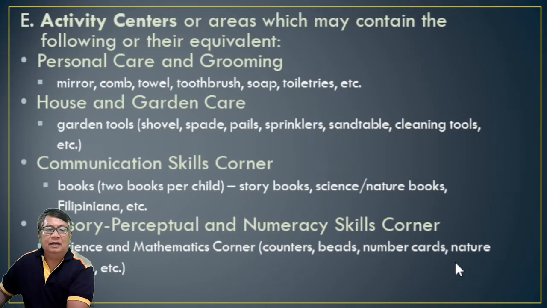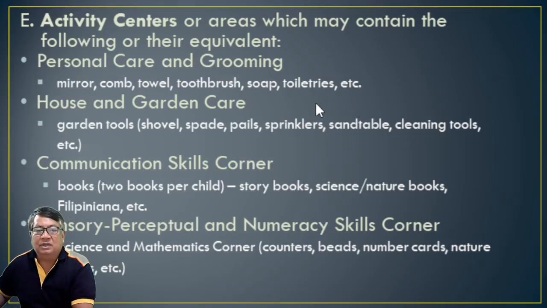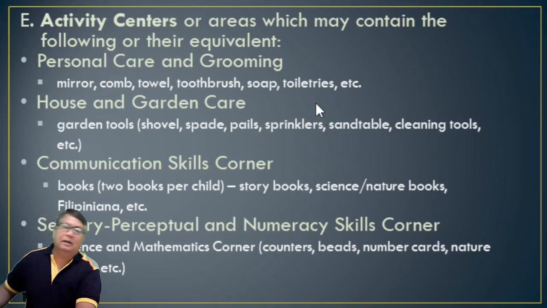Letter E, activity centers or areas which may contain the following or their equivalent. We have personal care and grooming, which may include mirror, comb, towel, toothbrush, soap, toiletries, and others. These activity centers are also composed of house and garden care, with garden tools like shovel, spade, pails, sprinklers, sand table, cleaning tools, and so on.